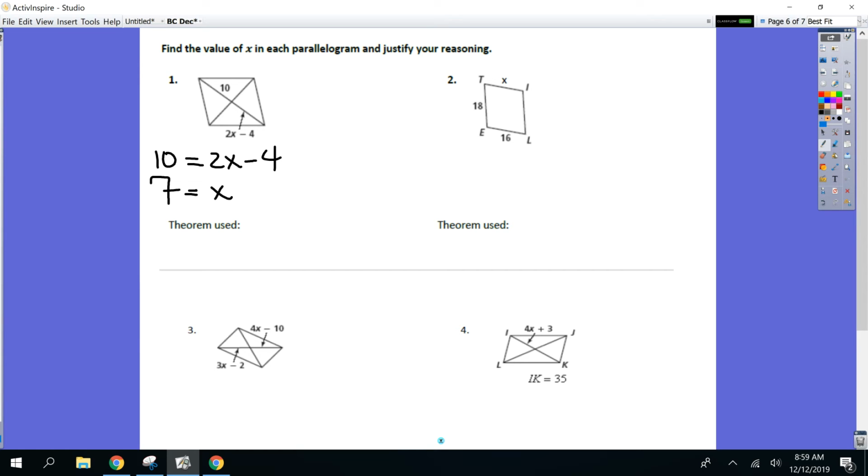Watch my new notation. I don't know if some of you guys are going to like this or not. What's a parallelogram? That says parallel. Okay, parallelogram. If you just want to write the word parallelogram, that's fine too. Parallelogram implies, Maya, one more time, what property did I use? Diagonals bisect each other.